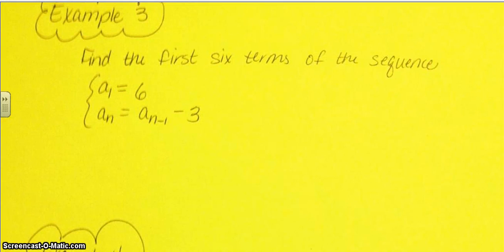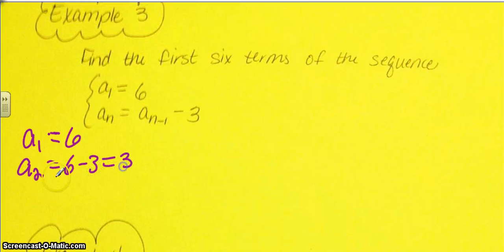Here in example 3, I want to find the first 6 terms of the sequence. Now notice that this is written as a recursive definition. So my first 6 terms would be 6. In order to get a sub 2, I need to know a sub 1 first. So that would be 6 minus 3 is 3.